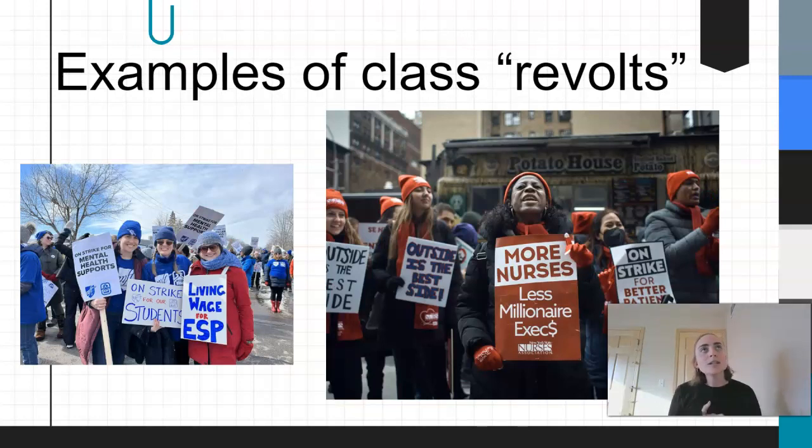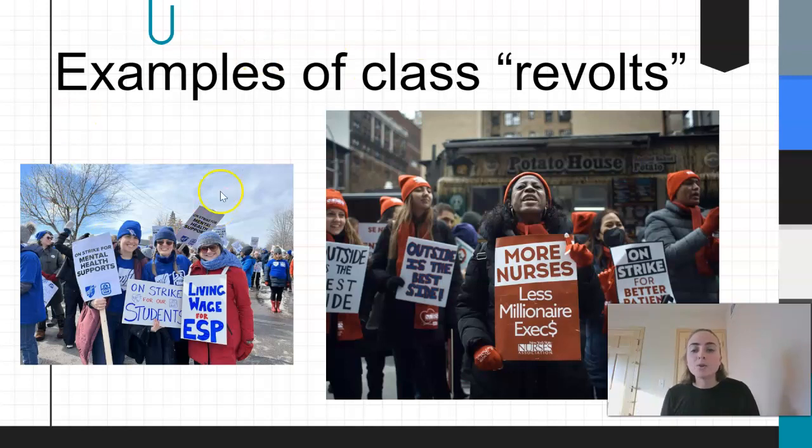When you think about the proletariat or the lower class revolting, a lot of times this is seen in the form of strikes, like labor strikes. So workers will go on strike, which means they're not going to work anymore. And this shuts the entire system down, and it makes the bosses come to the table to negotiate with them and hopefully give them what they're fighting for, like fair wages or better work conditions.